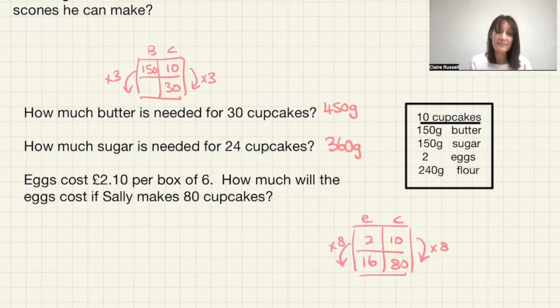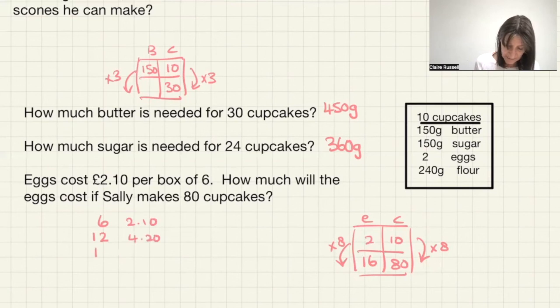I'm buying eggs in boxes of 6. So 6 is going to be £2.10. Another box will get me 12 and be a total of £4.20. The next box will get me 18. Okay, it's a couple more than I need, but I'm going to have to buy 3 boxes, which is going to come out at £6.30. There we go.